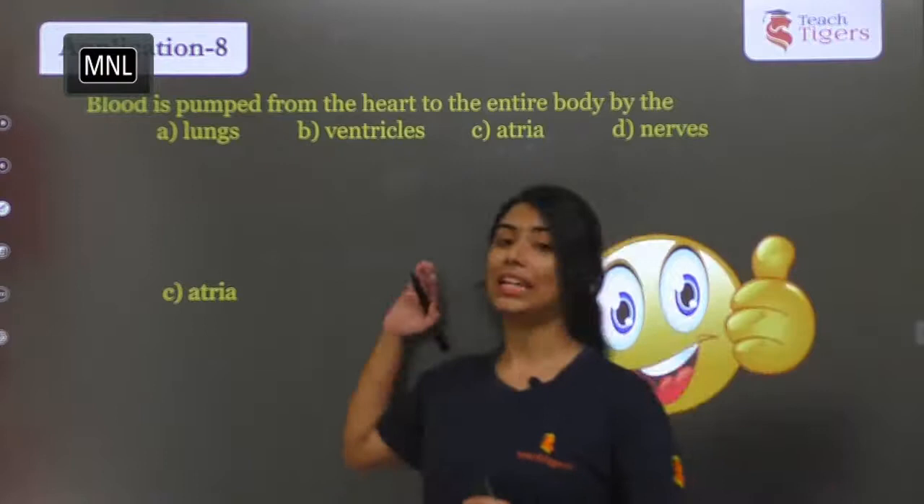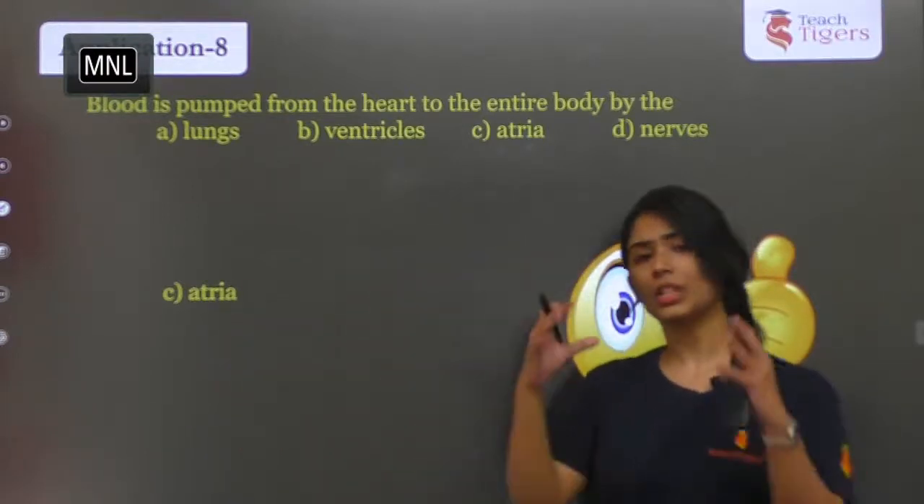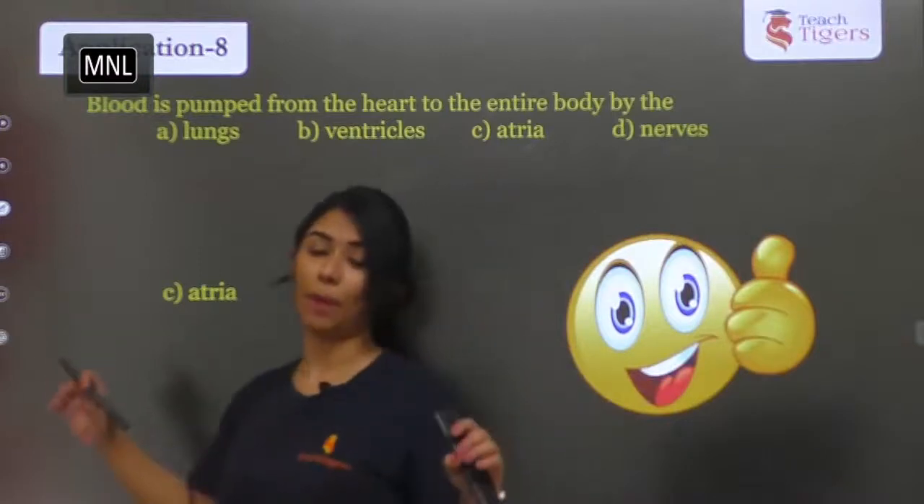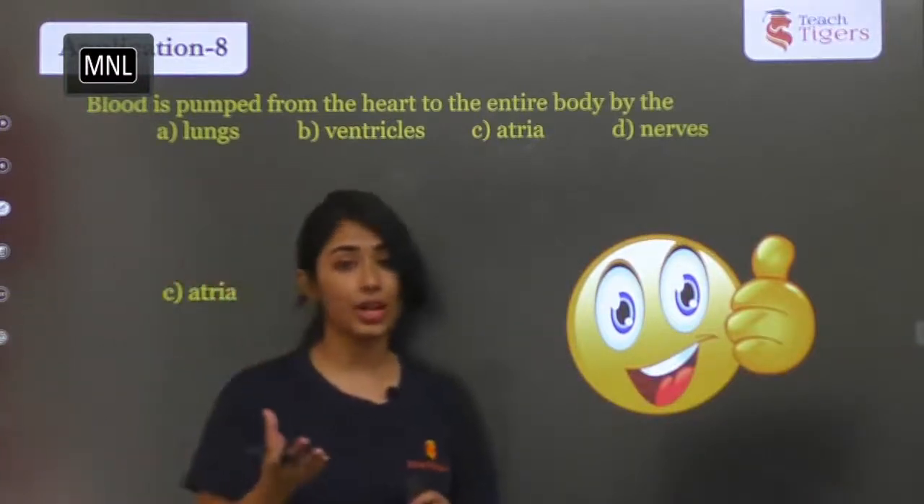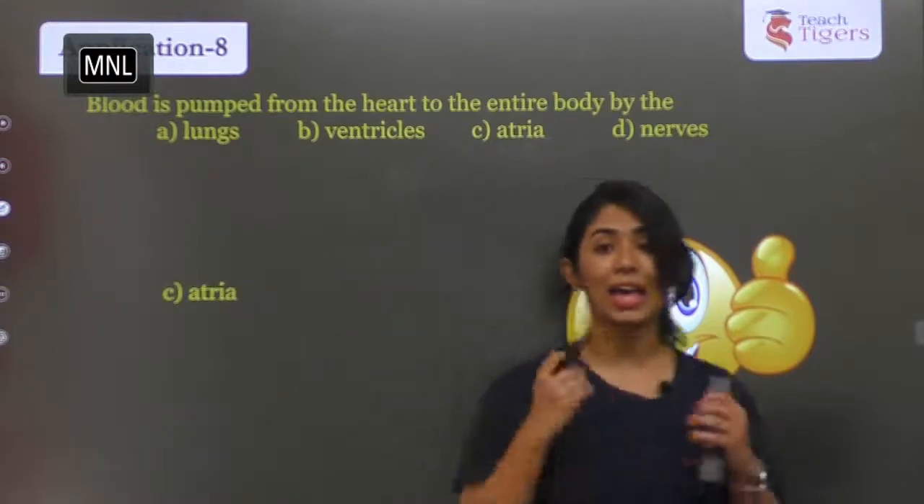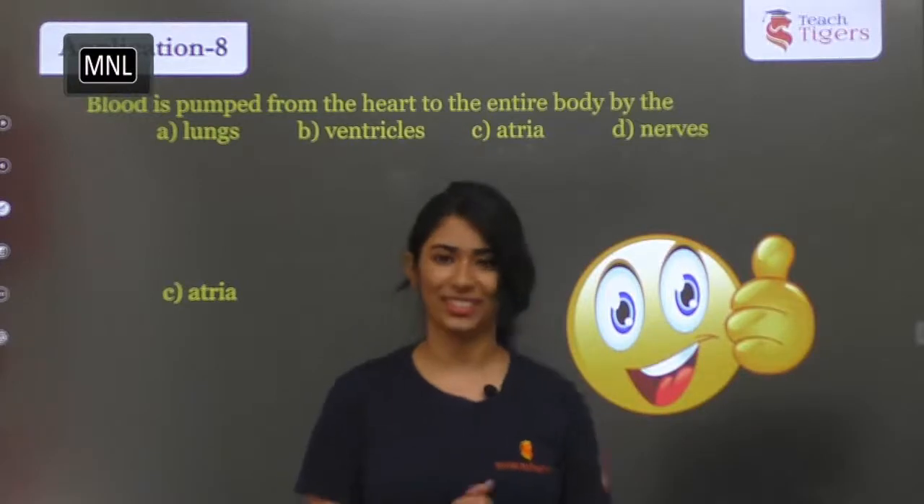So remember, the arteries, they are responsible for carrying the blood from the heart to various parts of the body as well as the lungs. Okay, so we have studied about aorta. Aorta carries the blood from the heart to different parts of the body.